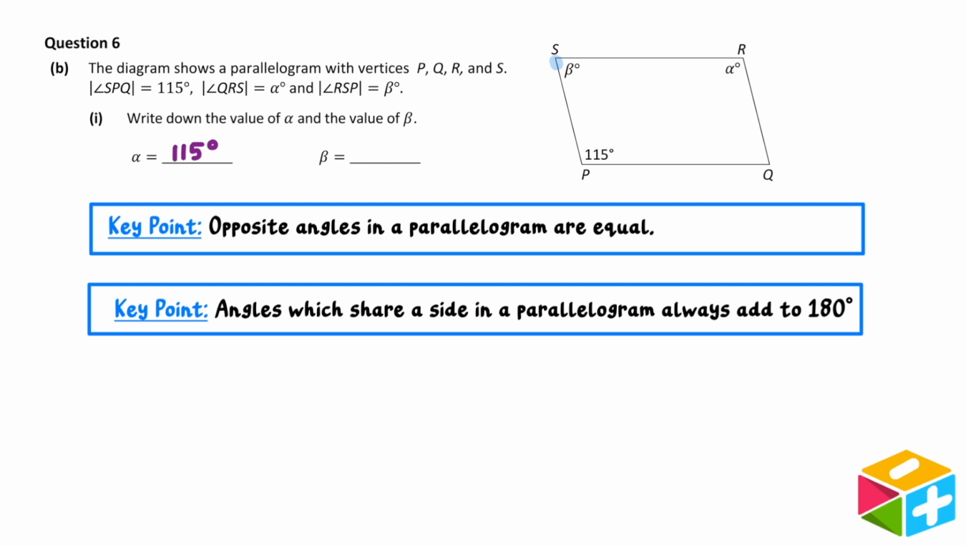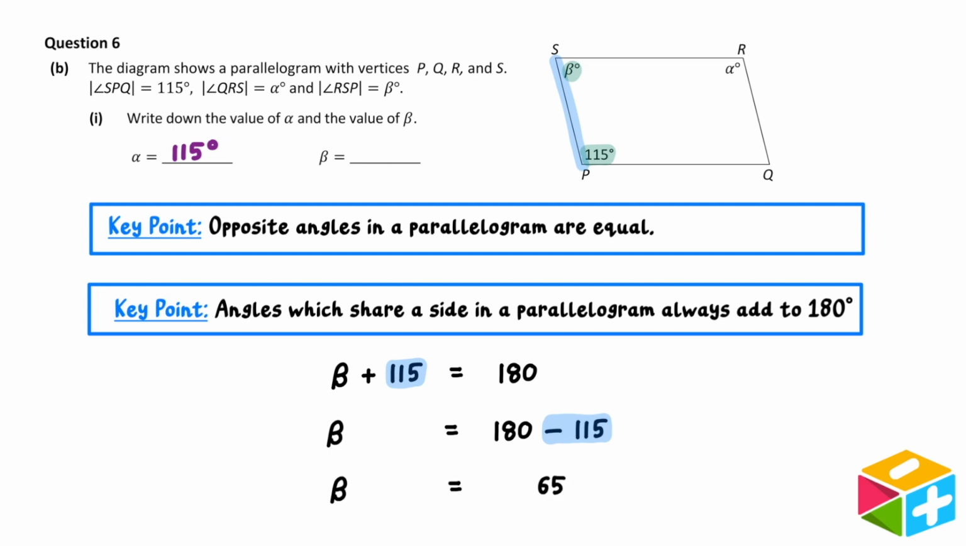If we focus on the side SP in our parallelogram, we'll see that beta and the 115 share this side. Angles which share a side must add up to 180 degrees. This gives us an equation that beta plus 115 is equal to 180. If we subtract 115 from both sides, we get beta is equal to 180 minus 115, and this comes out as beta is equal to 65.